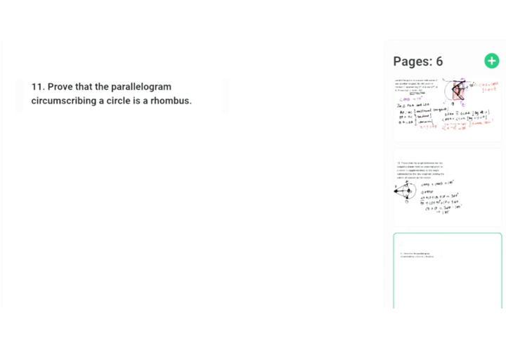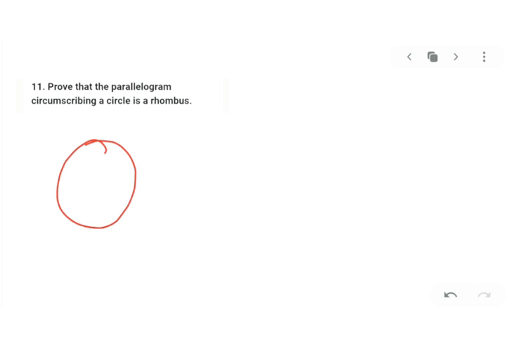Next is you have to prove that a parallelogram circumscribing a circle is a rhombus. So if I draw a circle and outside it if I draw a rhombus, so these are the touching points. Let's name it as A, B, C, D, and this is P, Q, R, S. So you have to prove that the parallelogram, this is the outside, it is given as a parallelogram.